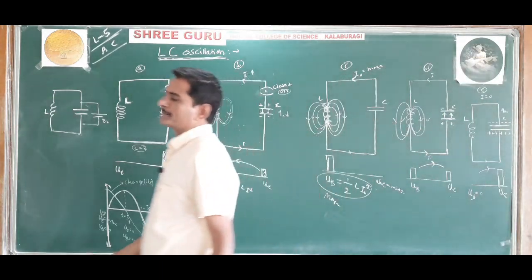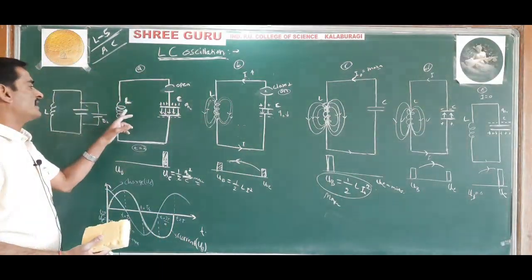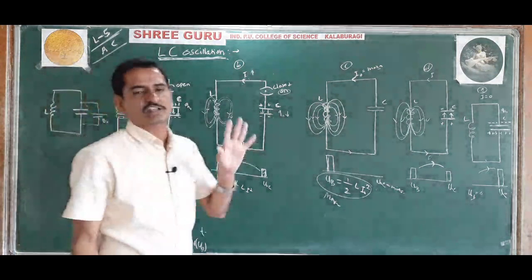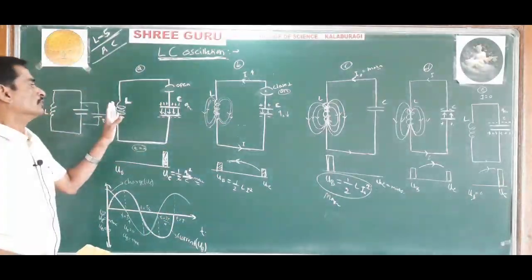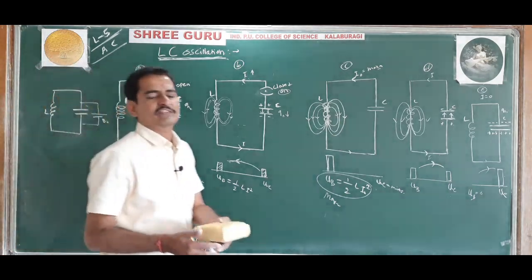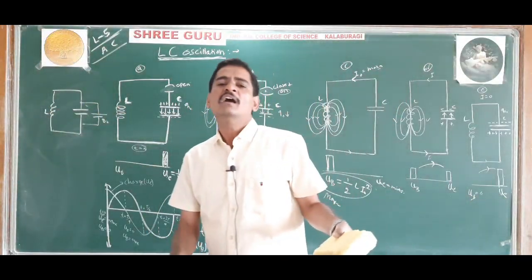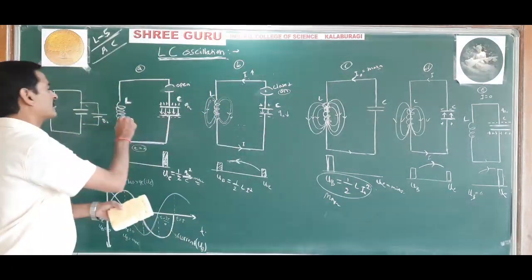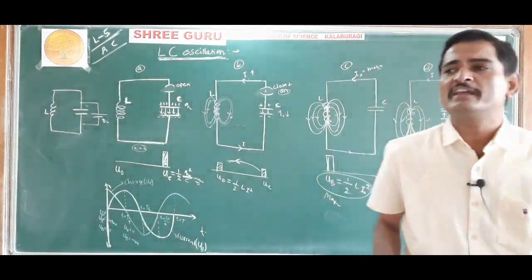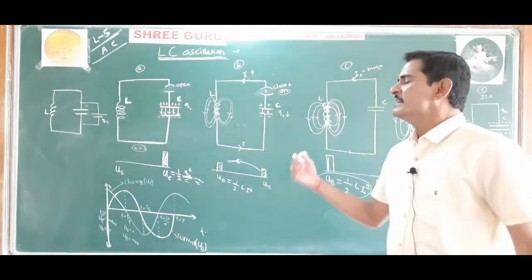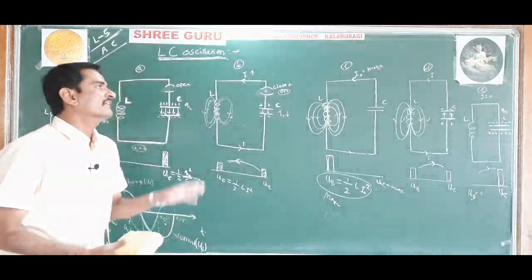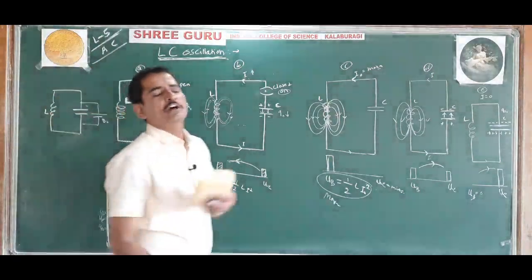But practically, the material used to make the inductor will have some resistance. Compulsorily it will have some resistance. So there will be a loss of energy due to the resistance of the inductor. Even if you consider the resistance of the inductor as 0, there will still be some loss of energy in the form of radiation. That is, energy is lost in the form of electromagnetic radiation. Hence, the LC oscillations produced are not undamped.